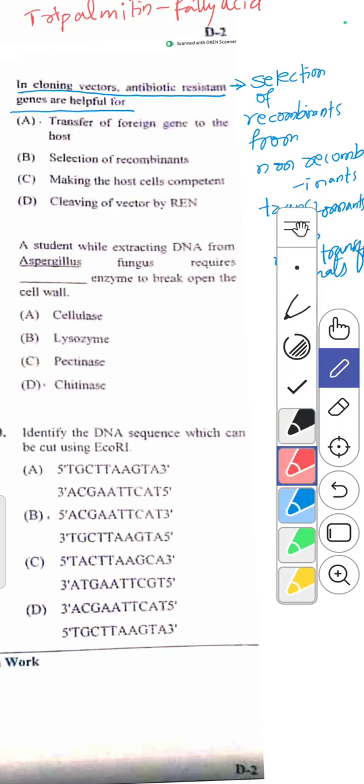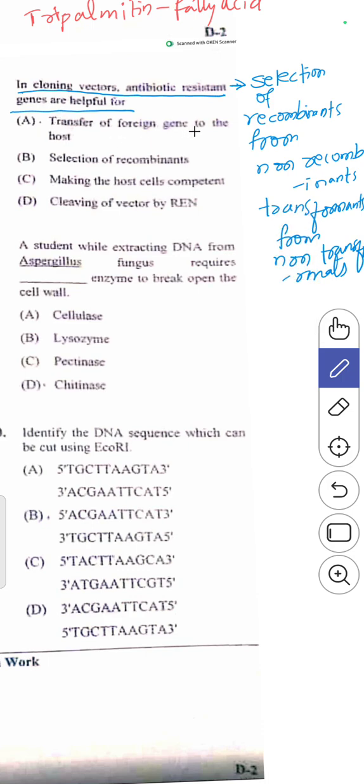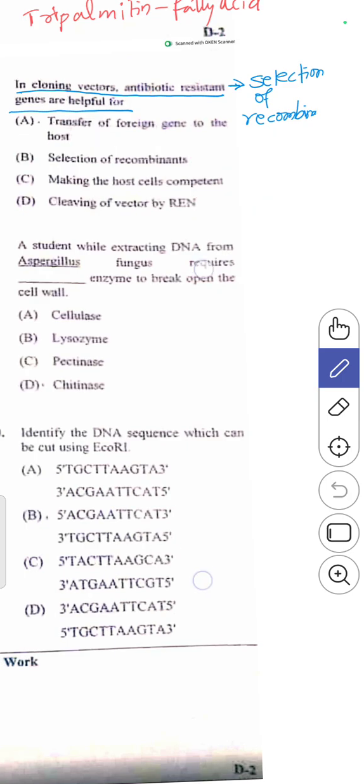Let's discuss one by one. A, transfer of foreign gene to the host. So this is wrong. The B option, selection of recombinants. This is true with this antibiotic resistance gene present in a cloning vector. So B is right. C, making the host cell competent. So this is wrong. D, cleavage of vector by enzyme. This is also not an appropriate statement regarding antibiotic resistant genes. So B is the right answer for this question. So next question.